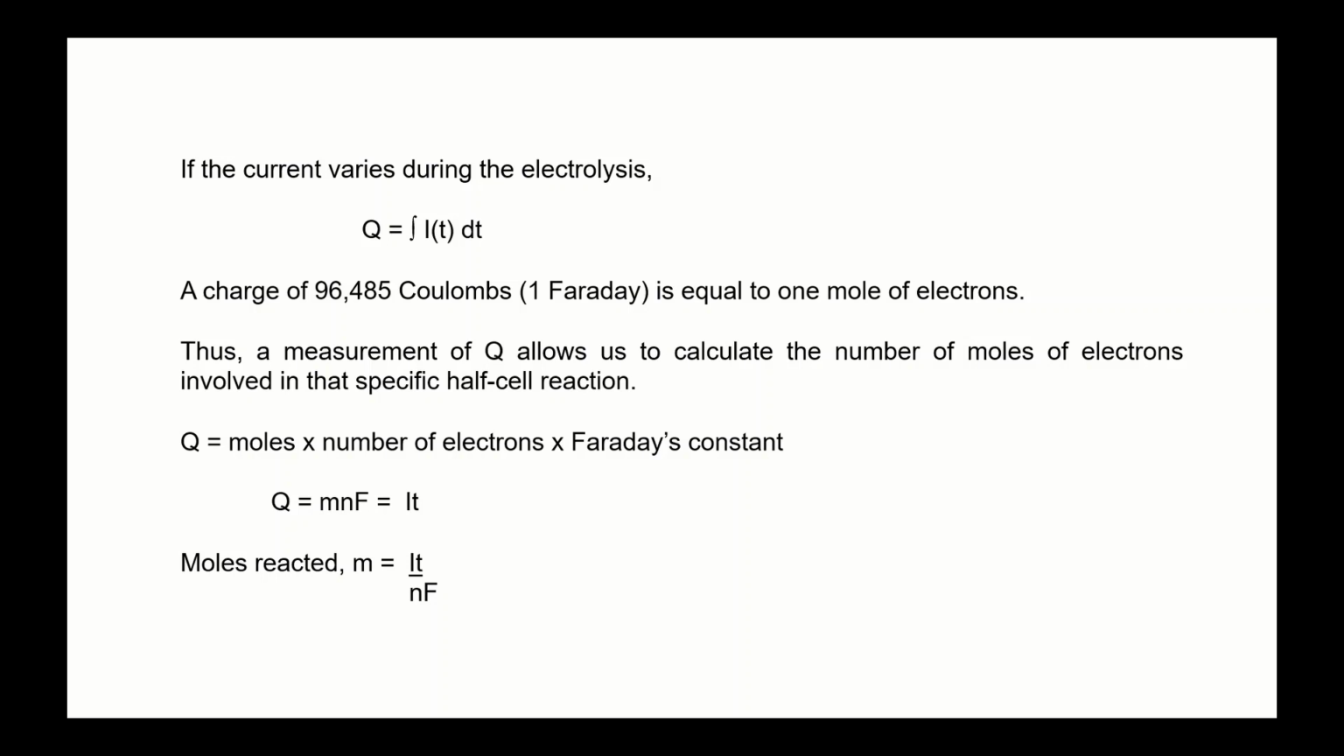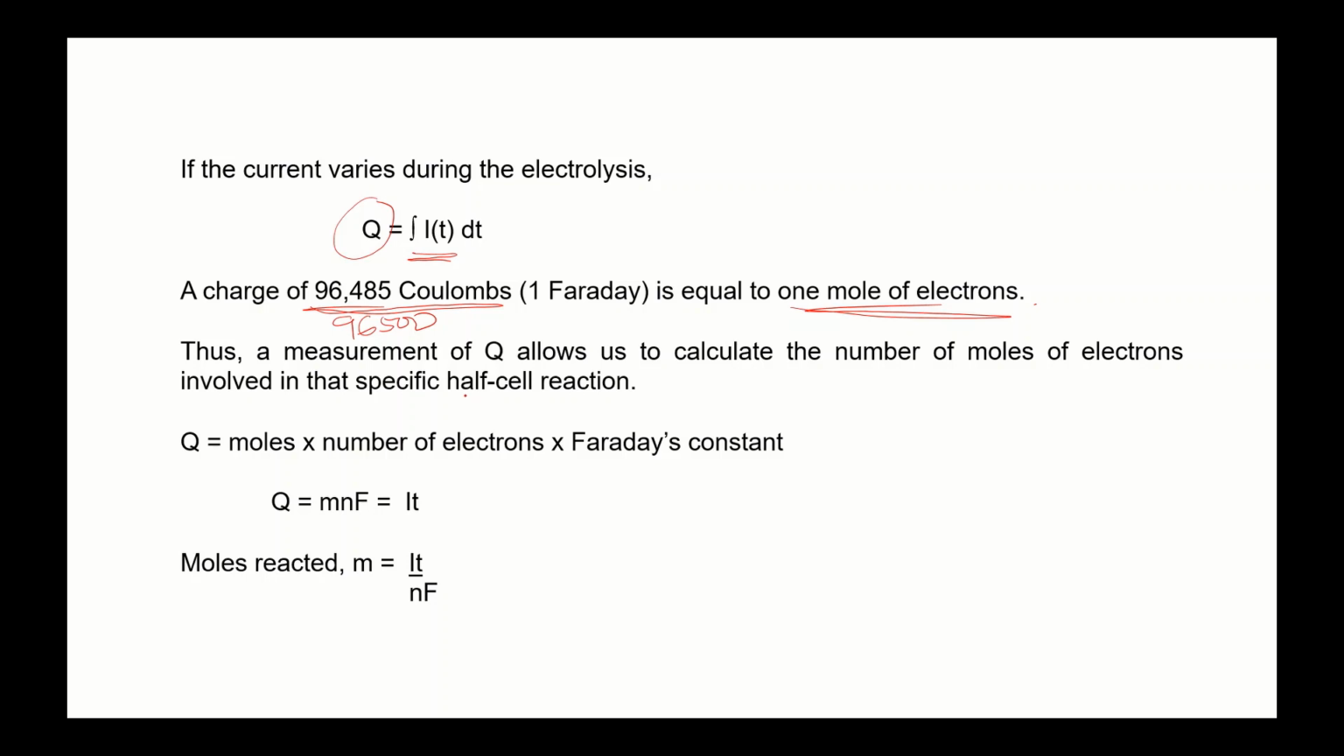So if the current varies during the electrolysis, so the current is varied with time, the charge of this is 1 Faraday, coulomb, for 1 mole of electrons. In this equation, you also can round off this to 96,500 coulomb per mole. That measurement of Q, the charge passed, allows you to calculate the number of moles of electrons involved in the specific half cell reaction.